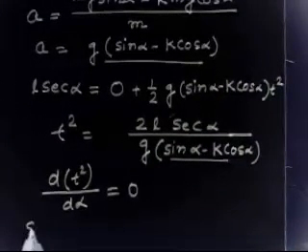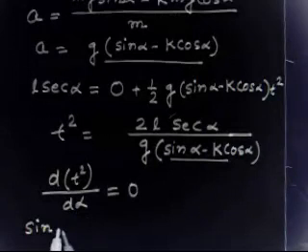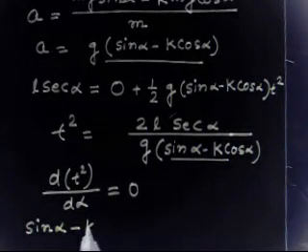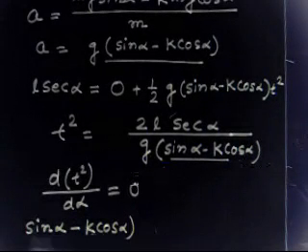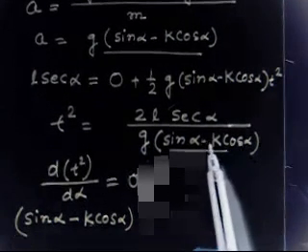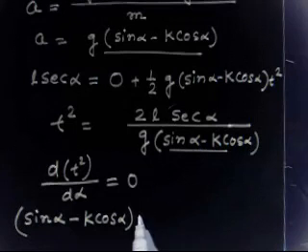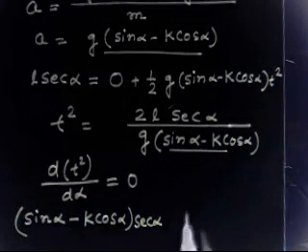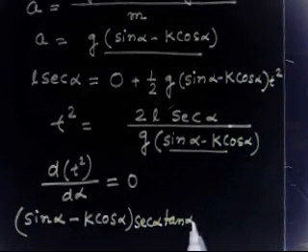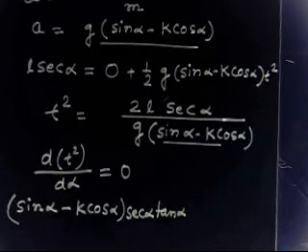So you will have sin alpha minus k cos alpha, into the differentiation of this. What is the differentiation of sec alpha? Sec alpha into tan alpha. So let us say sec alpha into tan alpha. Am I right or not? This is sec alpha tan alpha.